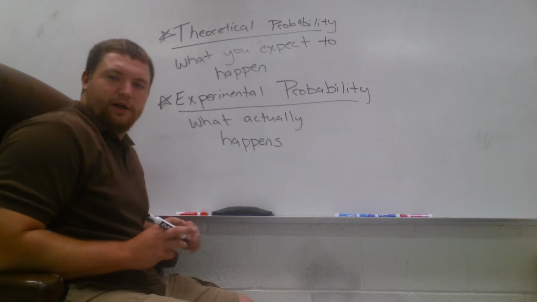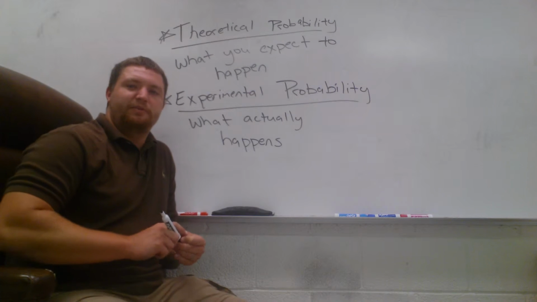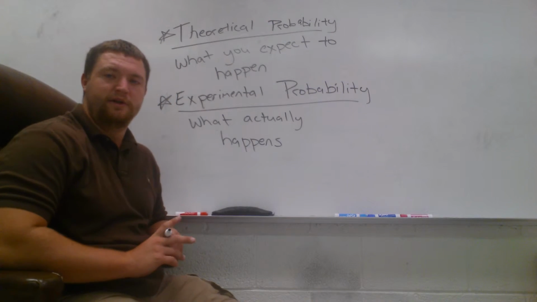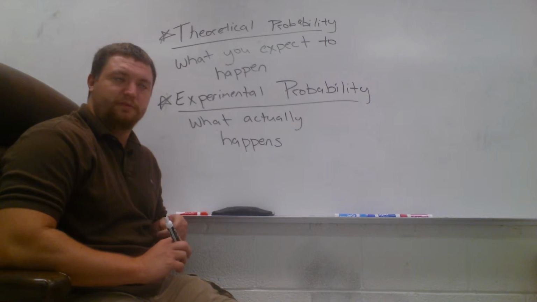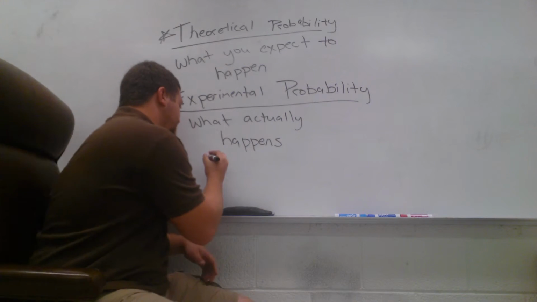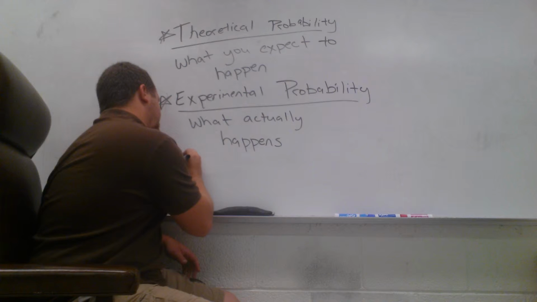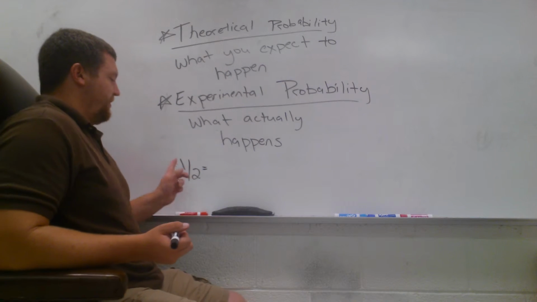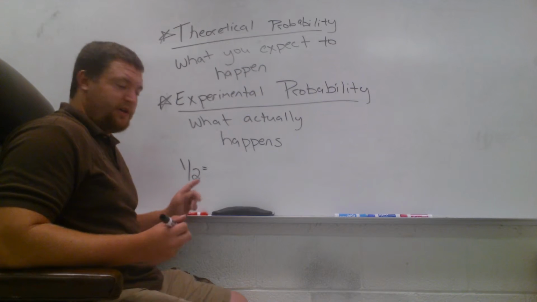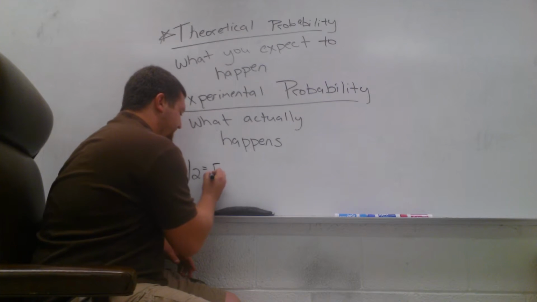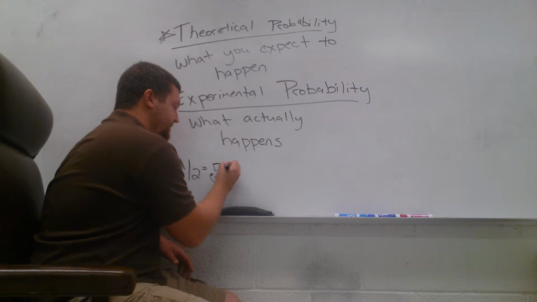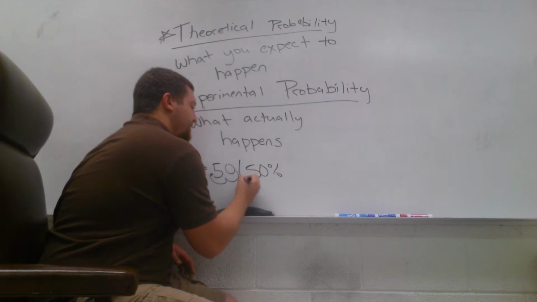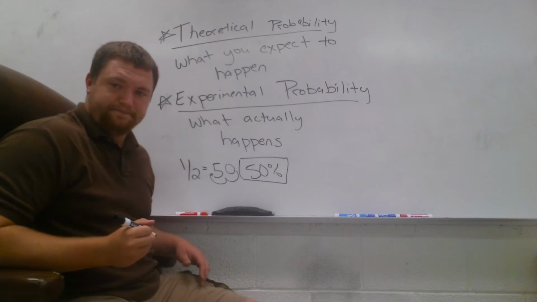Theoretical probability. What is the theoretical probability of me flipping heads on a coin? What are the chances of me flipping heads? I have two options. Heads is one of them. So I have a 1 in 2. Right here, 1 in 2. Or, to turn it into a percent, 1 divided by 2 is 0.5. Move my decimal over 2 places, add a 0, and I get 50%. So, 50% chance I get heads.